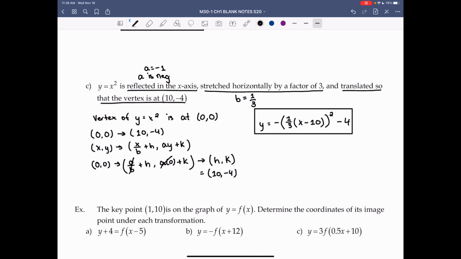We can also write it with the k value on the other side with the y, so we'd have to add 4. We get y plus 4 equals negative, bracket 1 over 3, bracket x minus 10, close bracket, squared.